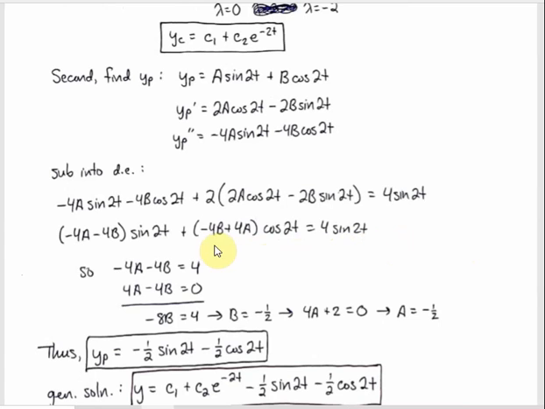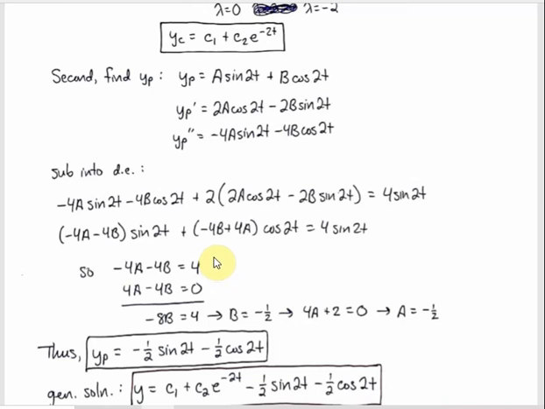And then I said, okay, well, if those things have to match up, then the coefficient of sine 2t on the left has got to be equal to 4. And the coefficient of cosine 2t has got to be 0 because there's no cosine 2t over here on the right side. Okay, well then we've got a system of two equations with two unknowns.